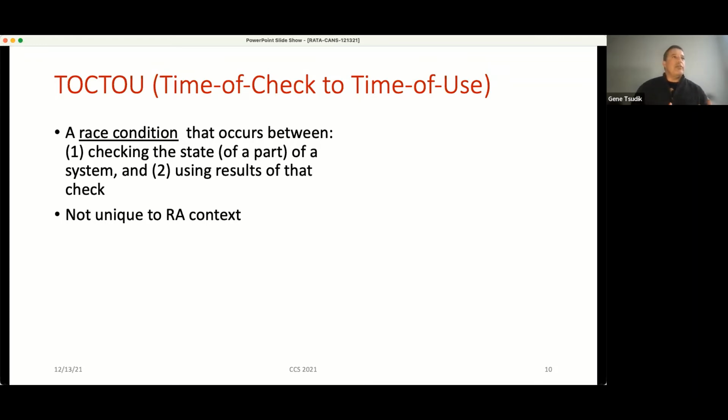Basically, it's a race condition. The most generic way to describe it is a race condition that occurs when there is a time gap between checking the state of a system and using the results of that check. In particular, in the context of, let's say, an IoT sensor, what would be an example here? You perform a remote attestation of a sensing device, and conclude that everything is okay. And then you decide to actually use the device by asking it to sense something.